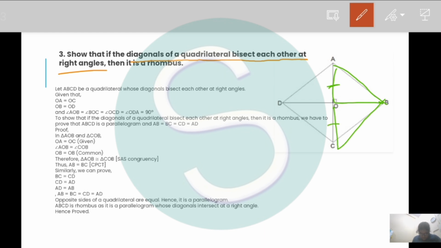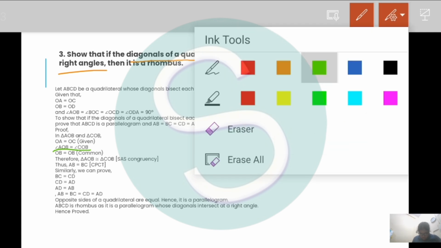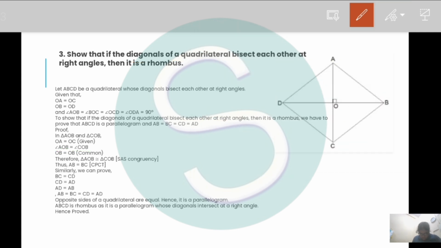सेकेंडली ये 90 डिग्री है और ये भी 90 डिग्री है. सो angle AOB equals to angle COB equals to 90 degree, given to us in the question. And OB is our common side. Hence, by side angle side congruency, triangle AOB is congruent to this triangle. Now, by CPCT, we can prove AB equals to BC.